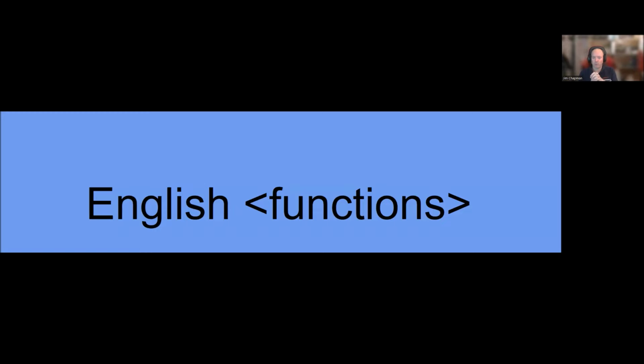I'm going to start a new playlist. This is a really important part of the way I teach. I call it English functions, and whenever I indicate a function, I use the triangular brackets. So let me explain functions.